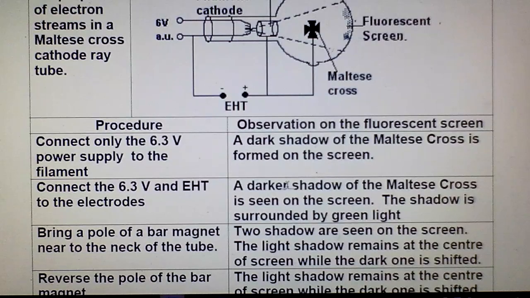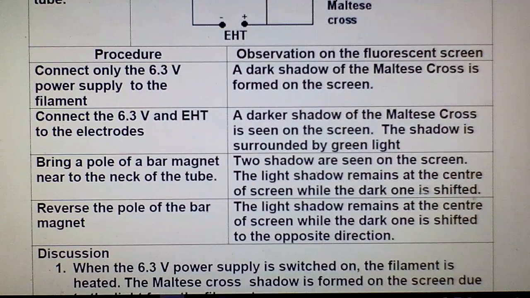So there will be two shadows. The dark one of the shadows is shifted due to the electron beam being deflected by the bar magnet. Now we reverse the pole of the bar magnet. The light shadow remains at the center because light travels in a straight line, while the dark one is shifted in the opposite direction. Actually, which direction the shadow will be shifted, we can determine by using Fleming's left hand rule. Let's look at some examples for this later. This is what we have discussed before.